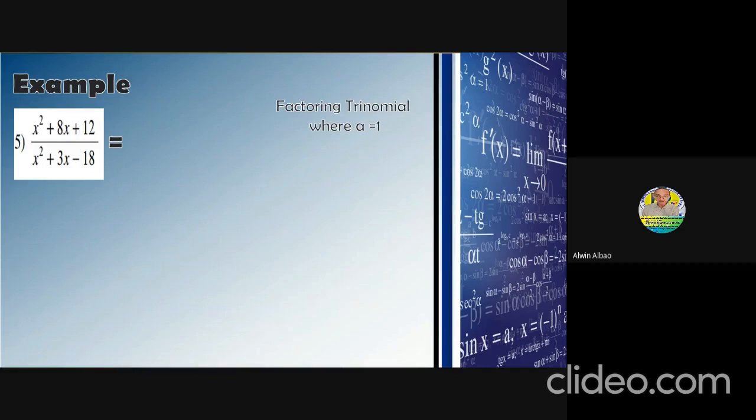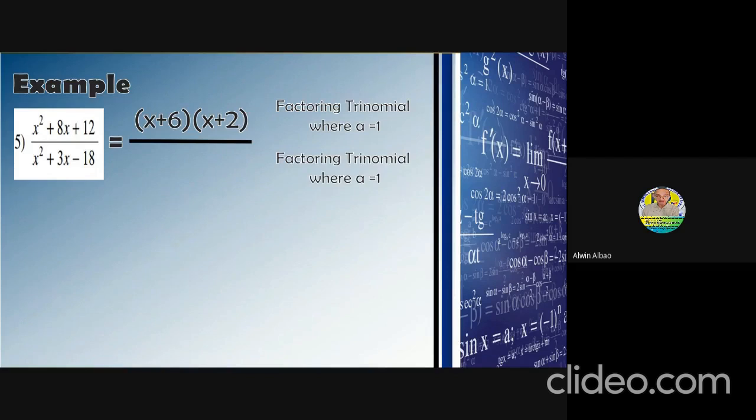So, we have 1 and 12, 2 and 6, and 3 and 4. Sa tatlong pares ng factor, ang possible lang ay si 2 and 6. Kasi 2 plus 6 equals to 8. So, yun ang gagamitin natin. So, x plus 6 times x plus 2 over, so, factoring trinomial where a is equals to 1 pa rin ang gagamitin. This time, ang last term natin is 18 in negative. So kapag negative ang sign ng last term, you have to get the difference of the two factors na ang lalabas ay 3.